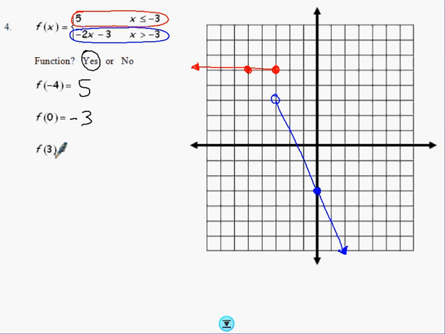And then finally, f of 3. It's off my graph. Can't figure it out that way. Which function do I use? Well, 3 is greater than -3, so I plug it into the bottom one. 2 times 3 is 6, minus 3 is 3.